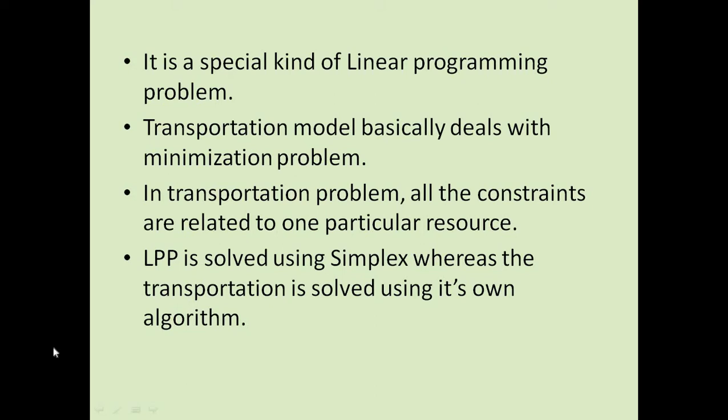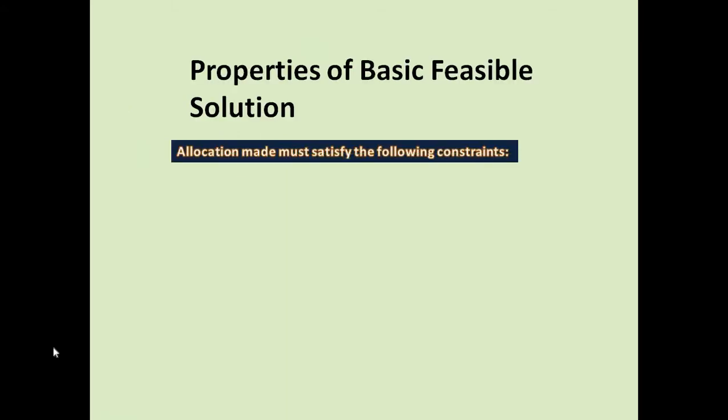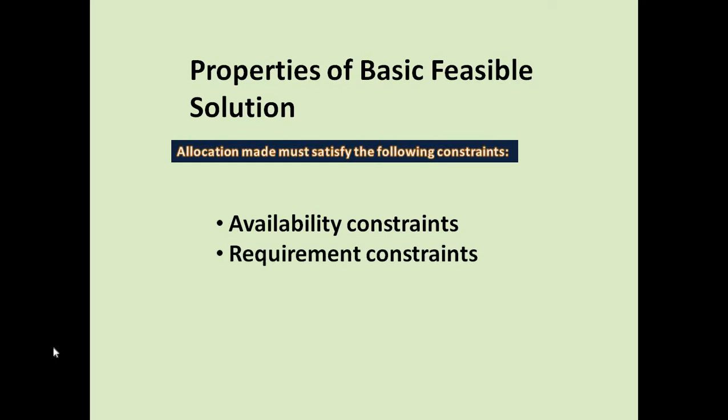Let's just see how it's solved. The steps to solve are the basic feasible solution and the optimality test. Let's move on to this. The properties of basic feasible solutions are that the allocation must satisfy the following constraints. And there are three constraints here: one is the availability constraint, the second one is the requirement constraint, and the third one is your non-negativity constraint.